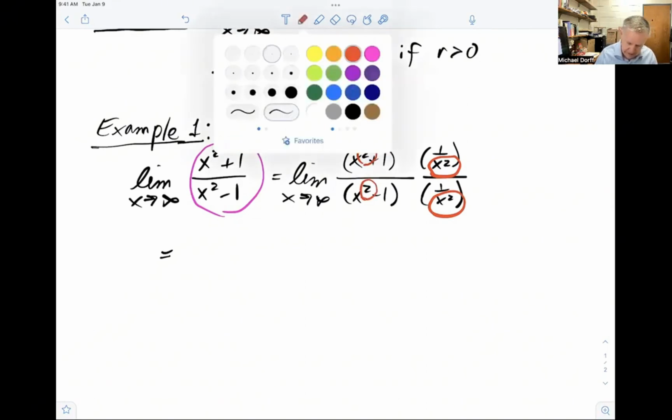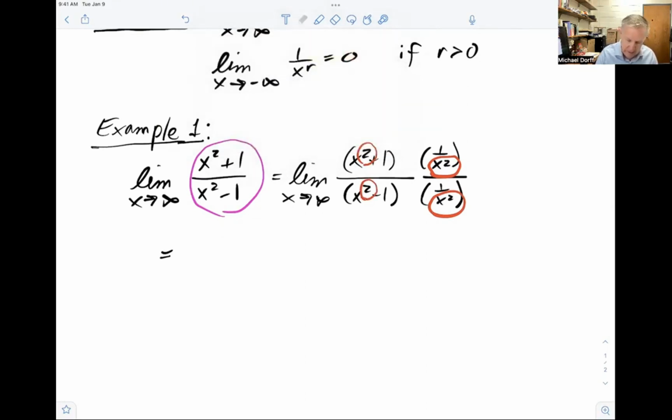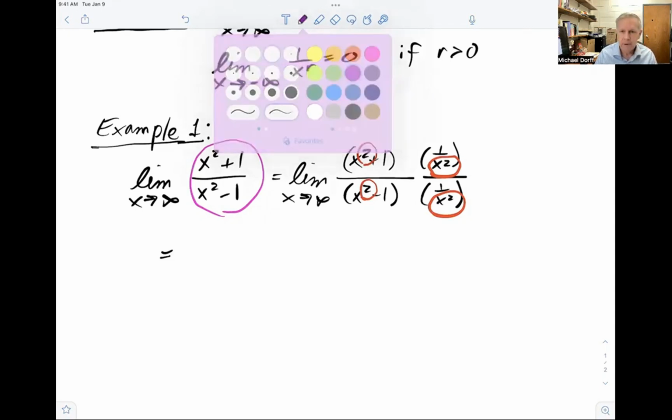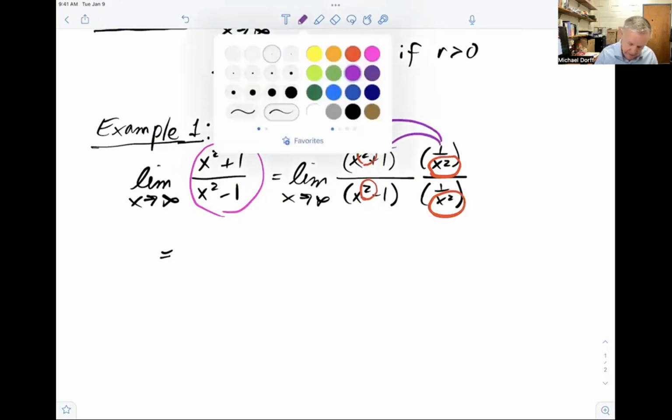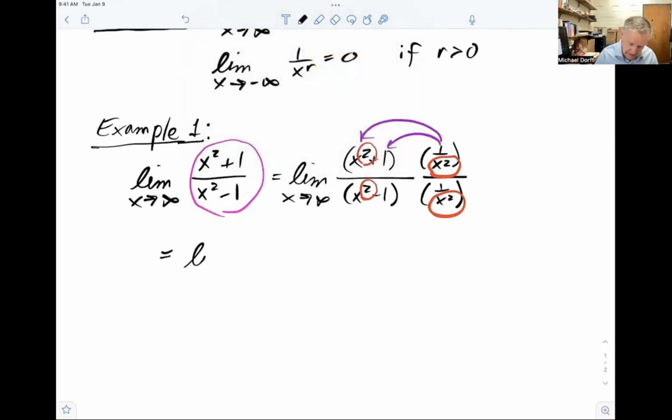Going back to the problem then, now how do I multiply that 1 over x squared by both things here? I need to distribute it to both things inside the left parentheses. When I do that, that means I have the limit as x goes to infinity of x squared times 1 over x squared plus 1 times 1 over x squared. That's all in the numerator.